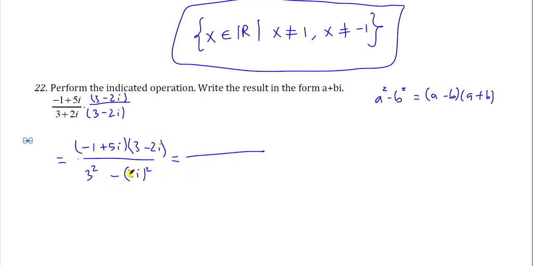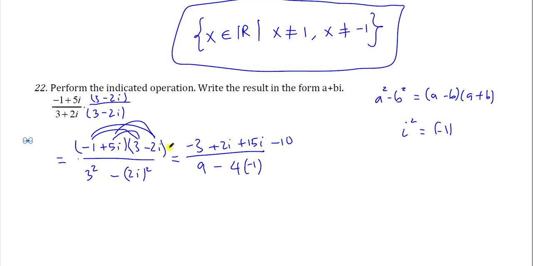Now on the bottom, we know that 3 squared is 9, and minus 2i squared is minus 4 i squared. i squared of a complex number is minus 1 by definition. Now let's do the following. Minus 1 times 3 is minus 3. Minus 1 times minus 2i is plus 2i. 5 times 3 is 15i. 5 times minus 2i is minus 10i, which gives me i squared. Let's simplify that. Minus 1 times minus 4 is plus 4, so 9 plus 4, minus 3.